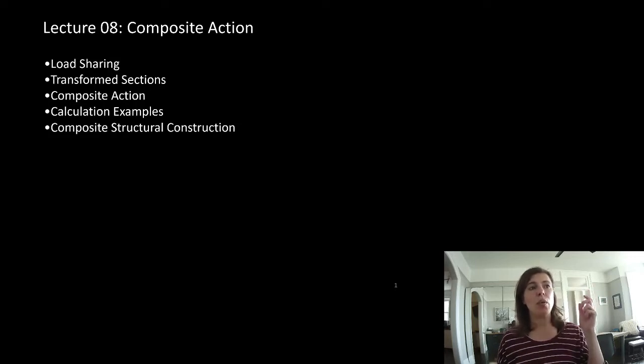So we're going to start with load sharing. I'm going to introduce you to a concept called transform sections, which is really just building on an easier way, or sometimes an easy way to talk about 2 separate materials. And then we're going to really look at composite action. And then I'll just show you some images of some materials we build with, or things we build with that are composite materials.